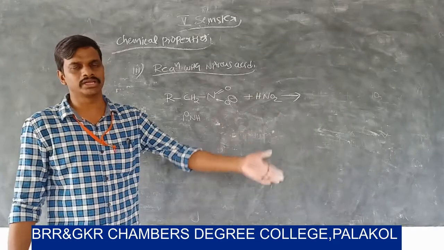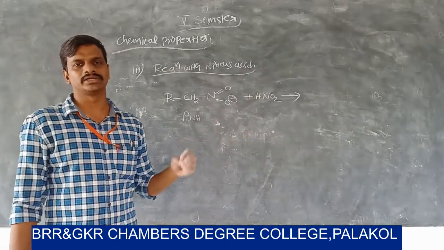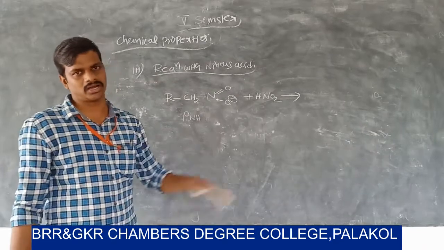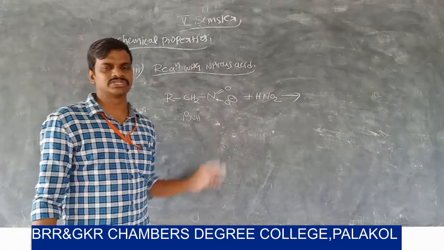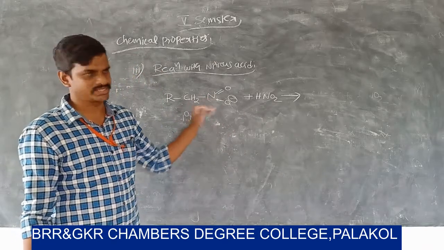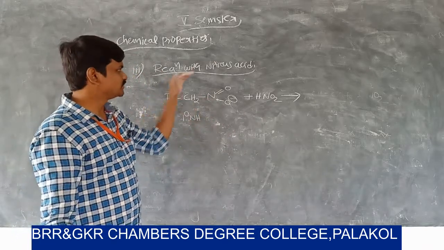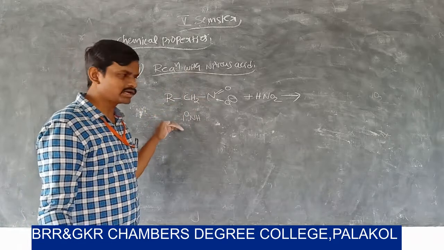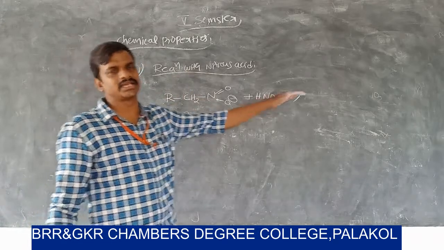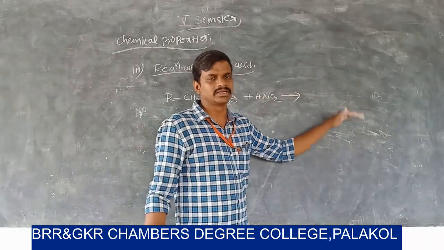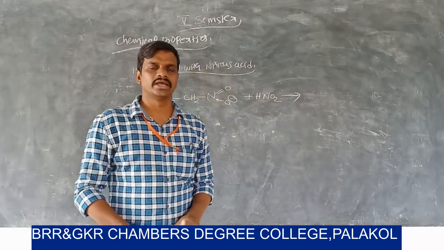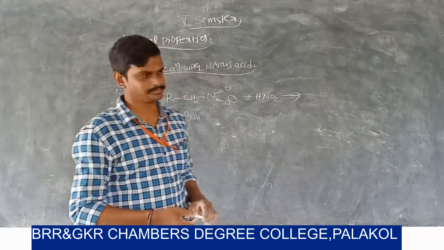Which is dissolved in NaOH and it generates a red color solution. This is the most important reaction and asked many times in university exams, so please pay concentration on this reaction. Reaction with nitrous acid: primary nitrohydrocarbons on treatment with nitrous acid generate nitronic acid. That nitronic acid is dissolved in sodium hydroxide and gets a red color solution.